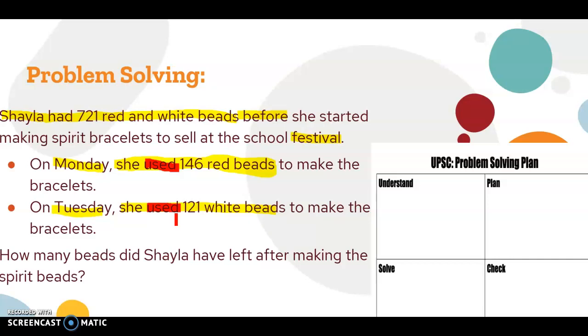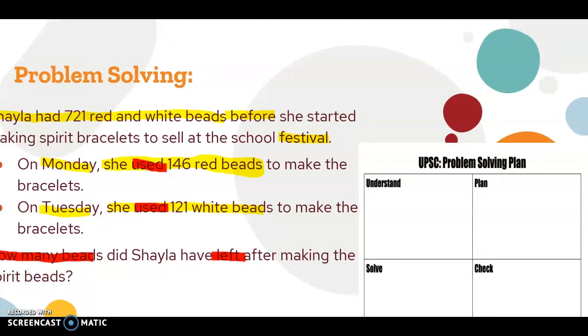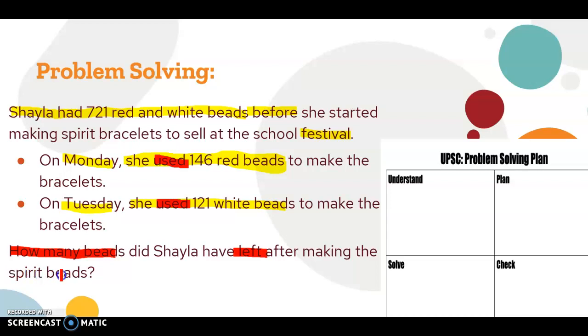Because if I'm using something and I'm taking it away from the total, then I'm pulling it away from the total. I'm taking it away, then I need to subtract it. I need to take it out of the total. Okay. Now, our question is asking how many beads did she have left after making the spirit beads? Now, we do see the word left, and there is a clue for subtraction.